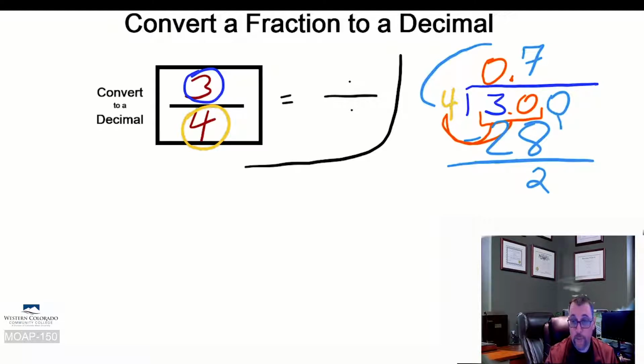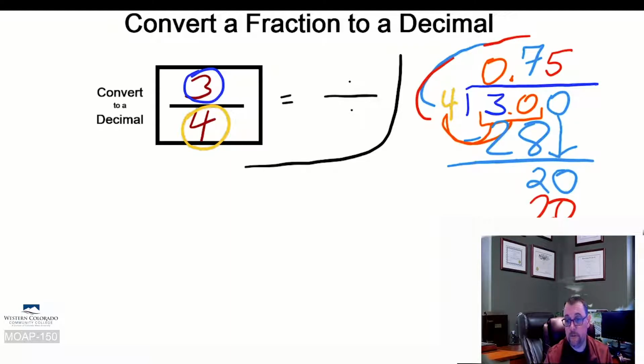Add another 0 and bring it down. Now we have 20. Does 4 go into 20? Yes, it does. How many times does 4 go into 20? 5. 5 times 4 is 20. So we have a nice even number. And 0.75 is our conversion of 3/4 to a decimal.